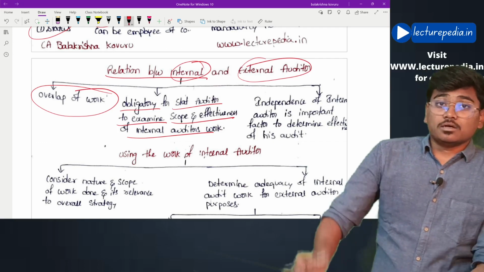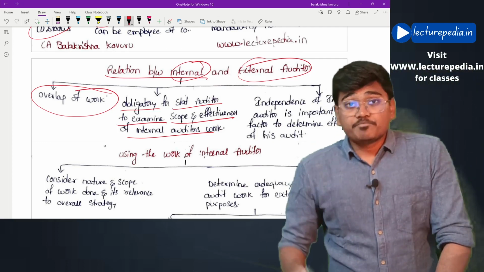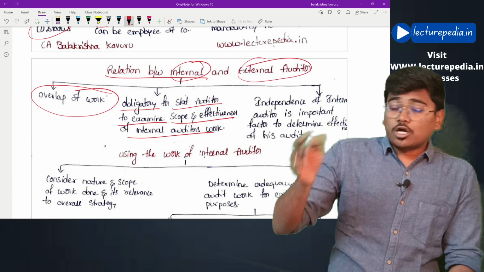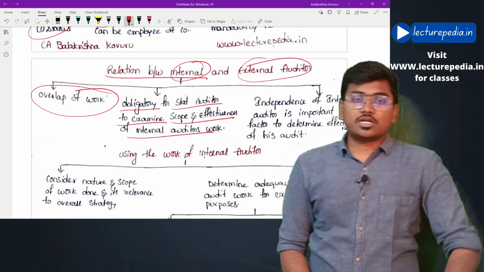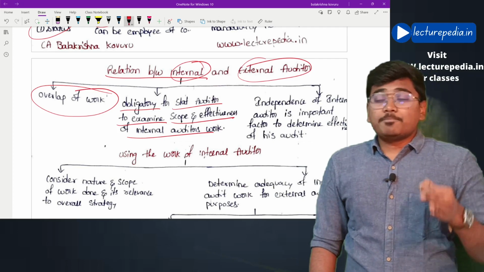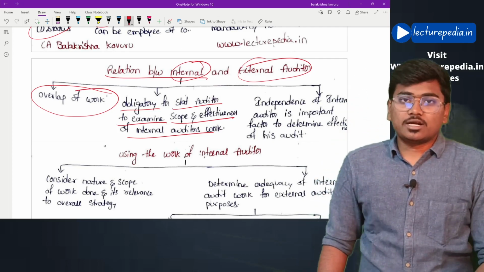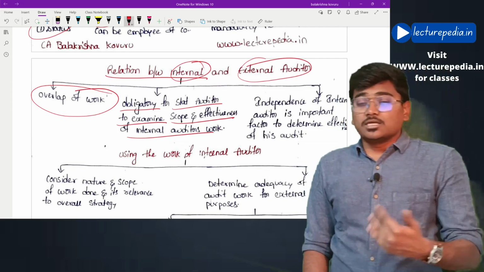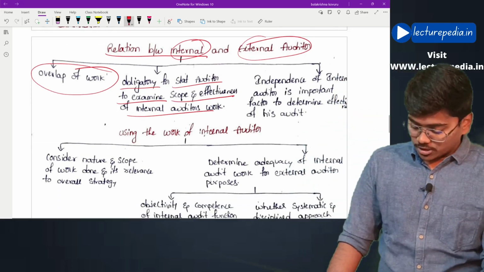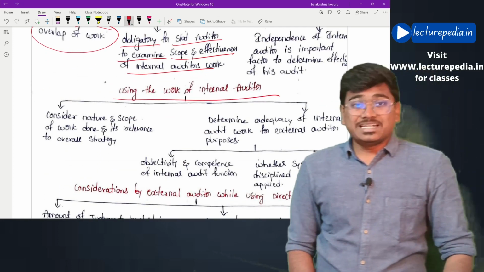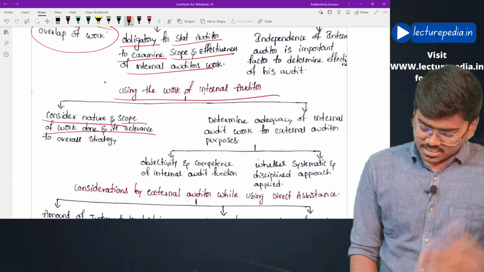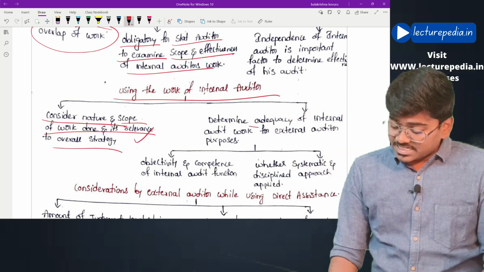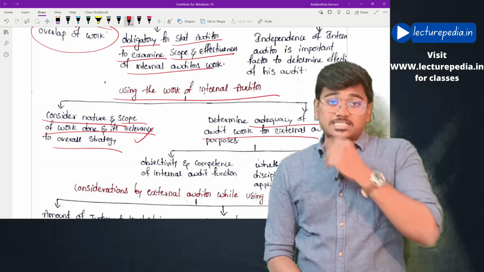This has to be examined by the external auditor, and external auditor can also utilize the work that is conducted by the internal auditor in order to take decision whether to use the work of internal auditor or not. The external auditor can check how independently the internal auditor has conducted his work, how objectively the internal auditor has given his opinion. Based on this, the external auditor will decide whether to use his work or not. So, using the work of internal auditor, consider nature, scope of the work done and its relevance to the overall strategy. Next, determine adequacy of internal audit work for the external auditor's purposes.